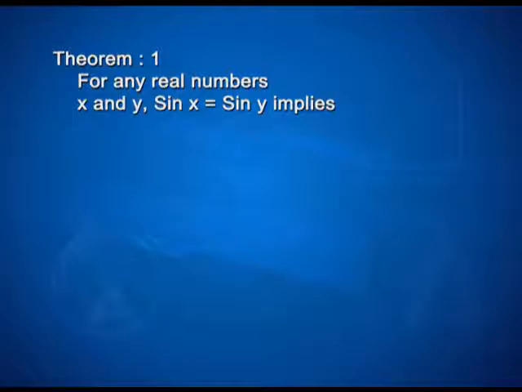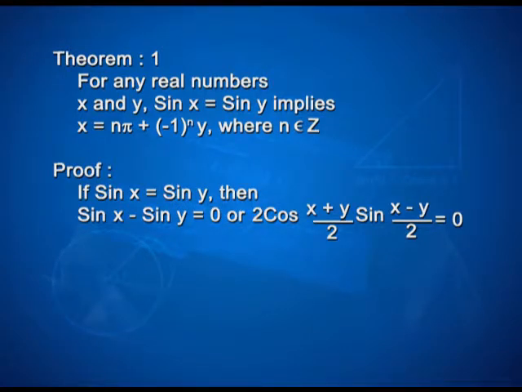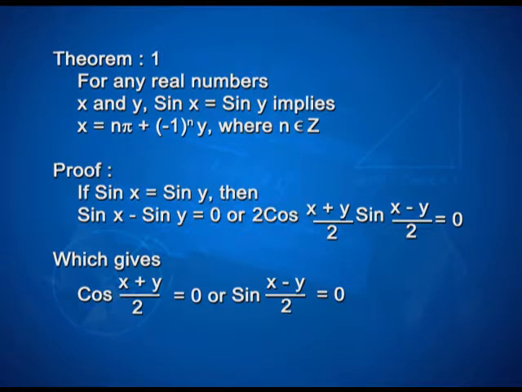For the first one, for any real numbers x and y, sin x is equal to sin y implies x is equal to n pi plus (minus 1) raised to n into y, where n belongs to integers. Now, for the proof, if sin x is equal to sin y, then sin x minus sin y is equal to 0, or 2 cos of (x plus y) by 2 into sin of (x minus y) upon 2 is equal to 0, which gives cos of (x plus y) by 2 is equal to 0, or sin of (x minus y) upon 2 is equal to 0.